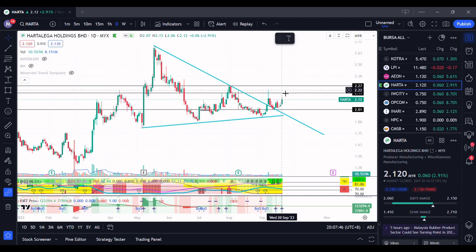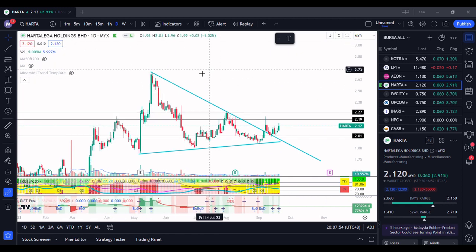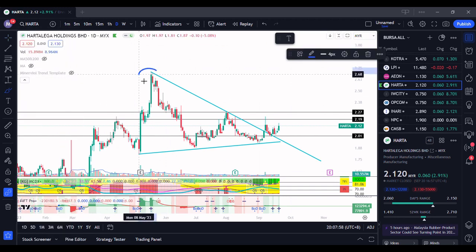You can see 2.22, there's a lot of sellers. It hit 2 times and then came down back. If you look at the trend line over here, this is the downtrend line. You can see it hit here twice. If you want to take it as once also can because it's quite near, and then it hit again here and again here. So this downtrend line is pretty much valid. It has hit 3 times.